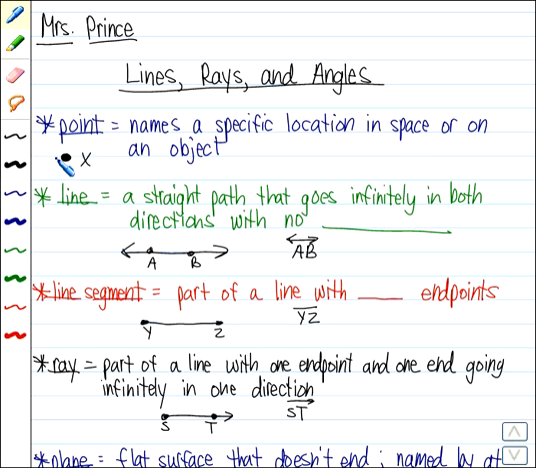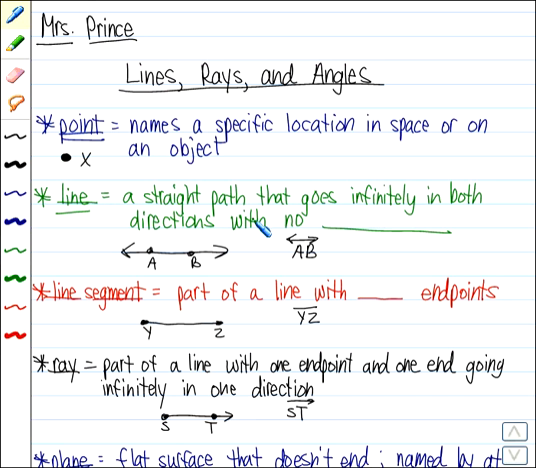So our first term is a point, and a point names a specific location in space or on an object. This is exactly what a point would look like. It's just a dot basically, and it's labeled with a letter. So for example, this would be called point X. And point X could be anywhere in space, or it could be, for example, on a line segment, or on any kind of object.